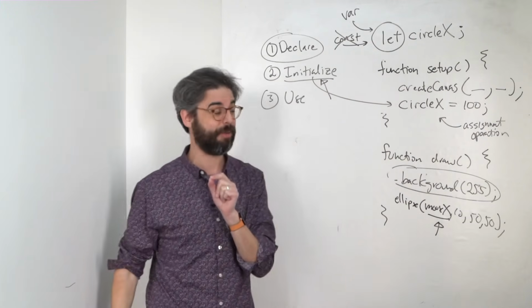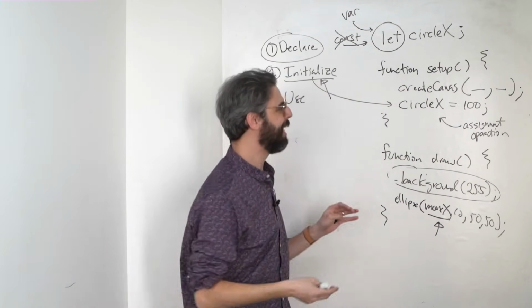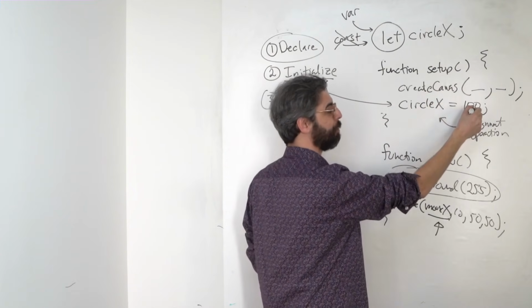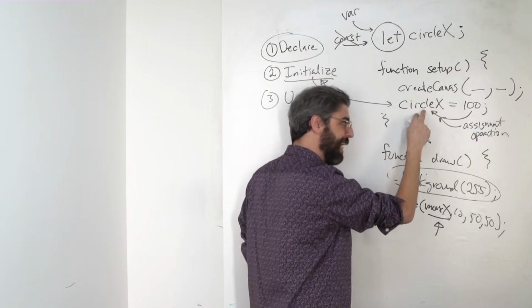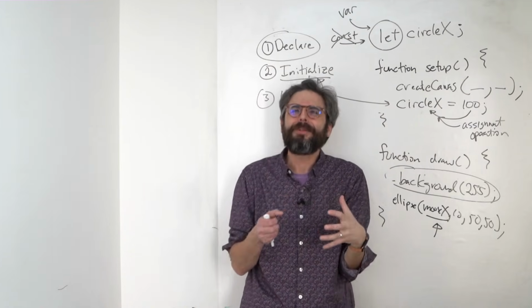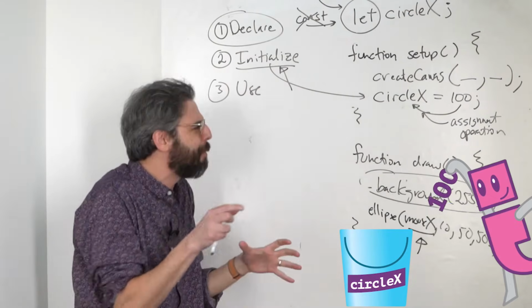This is very critical. We're going to use assignment operations a lot. It's assigning the value 100 to the variable circle x. Please store 100 in the variable circle x. This leads me to think of how you can think of a variable. It's almost like it's a bucket and you put the number 100 in it.